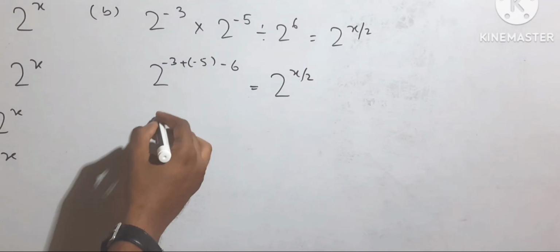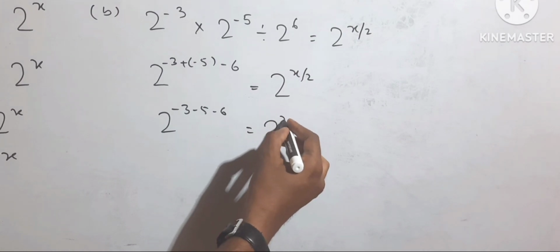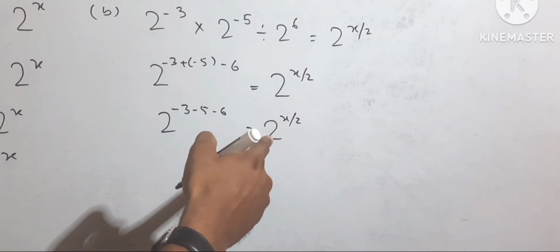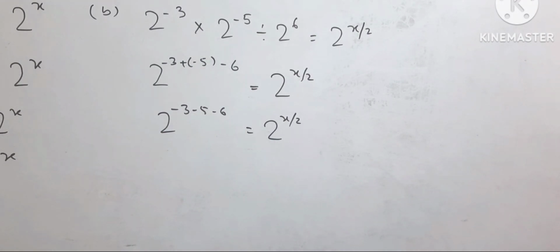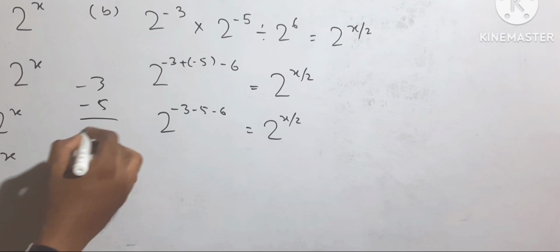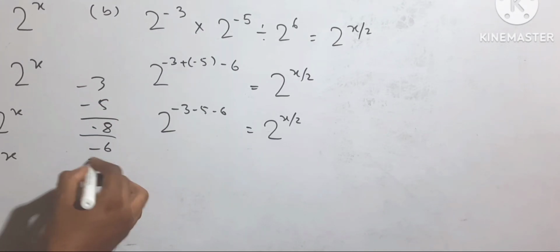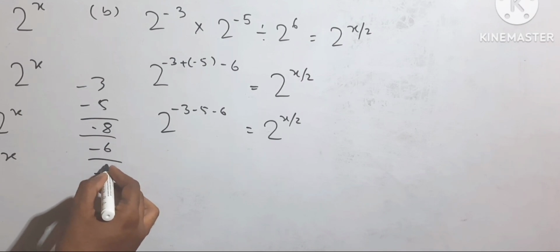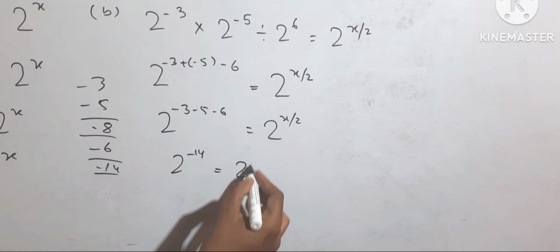Now solve this one. So 2 to the power how much? Minus 3 minus 5 minus 6 equal to 2 to the power x by 2. Okay, x by 2 is there. So now it will be minus minus plus, plus minus minus again. You have to do subtraction, just like see minus. If you are having any calculation error, you just do like this, minus minus plus 8 minus, so you are left with minus 6. So minus 6, so again minus minus plus, so it will be how much? It will be 14, sign minus. So 2 to the power minus 14 equal to 2 to the power x by 2.